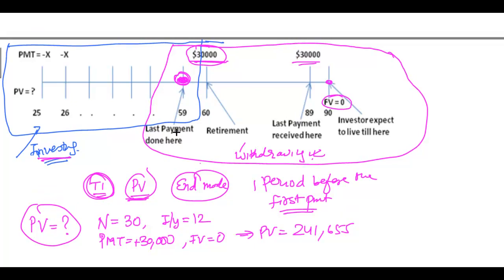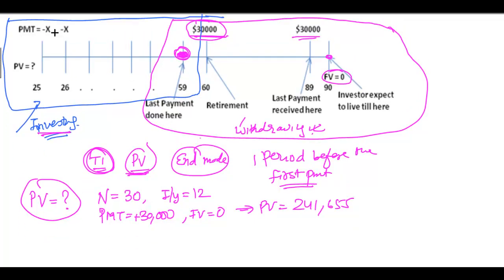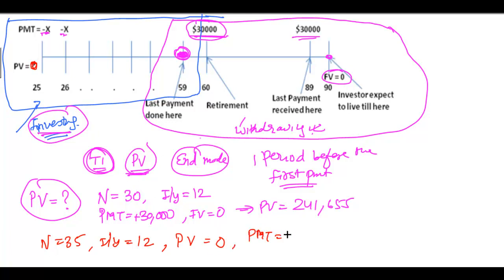Next, we have to find out how much he has to deposit, this money X. In this investing part, what are the things you know? We know that N is 35, I/Y is 12, and PV is 0, because here is where we are starting. PMT is not known to me, but what would be FV? In this part we are investing the money, and that money is being consumed when he is retiring.